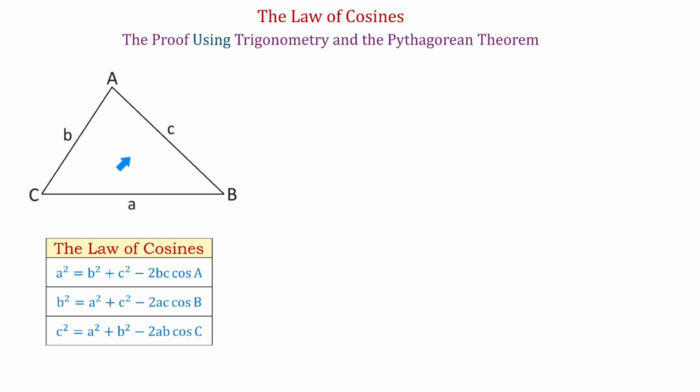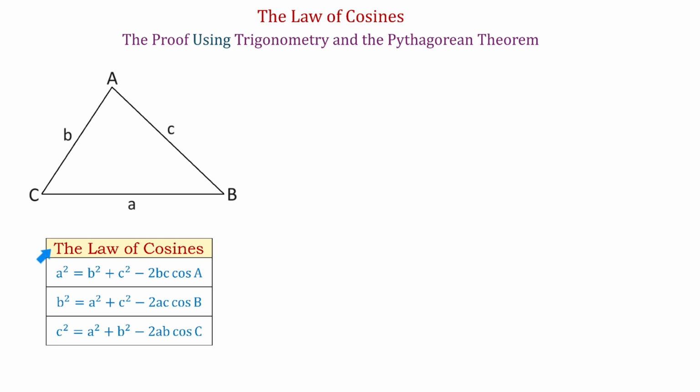In this figure, we have a triangle with the sides represented by lowercase letters a, b, and c. Opposite of side a is angle A, opposite of side b, angle B, and opposite of side c, angle C. So each angle is represented by uppercase letters.